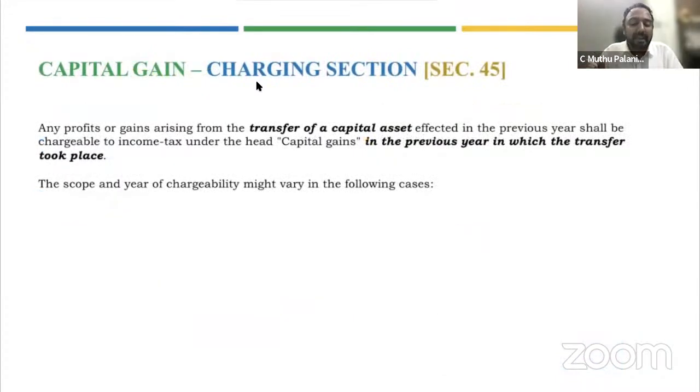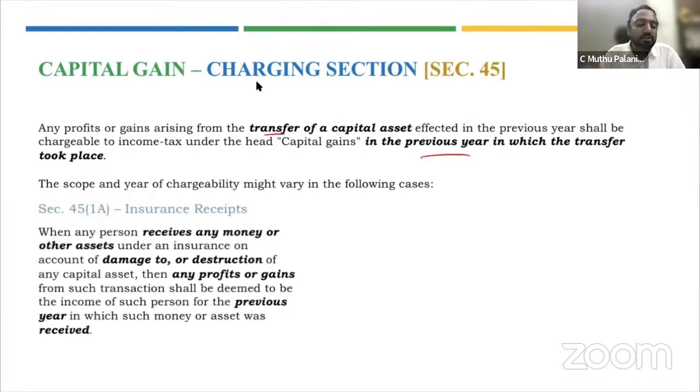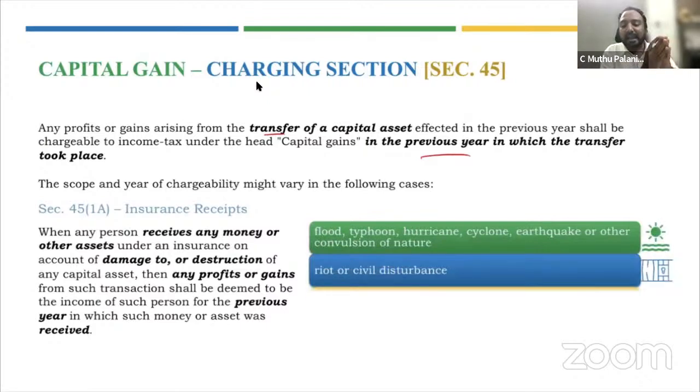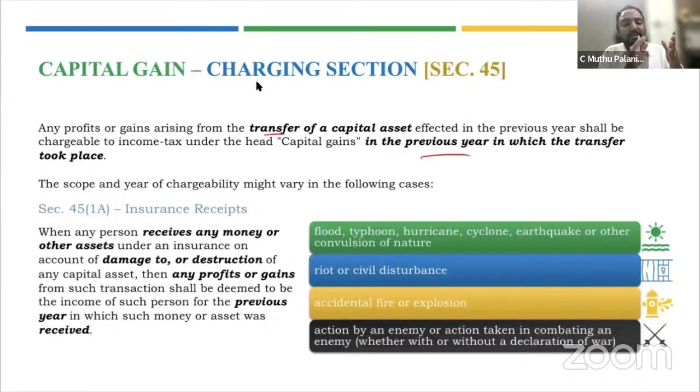So generally capital gain will be taxable in the year of transfer. It is not about receipt of money, it is year of transfer. In the previous year in which the transfer took place, you will recognize capital gain. But there are some exceptions to this. For example, insurance receipt. When my asset has been destroyed in a flood, civil disturbance, fire accident, or by an enemy, now it is a transfer. Even destroying an asset is a transfer.